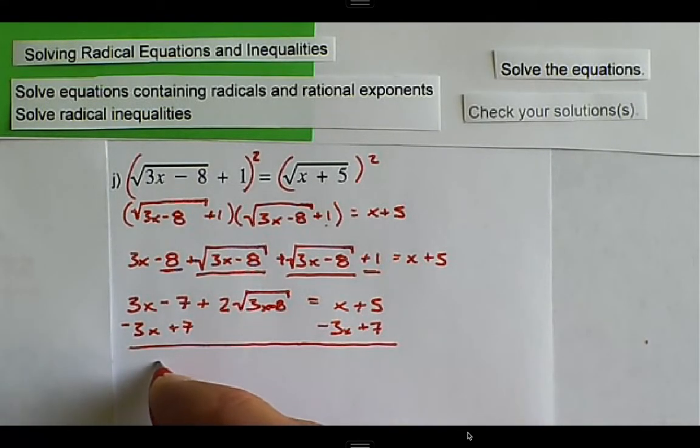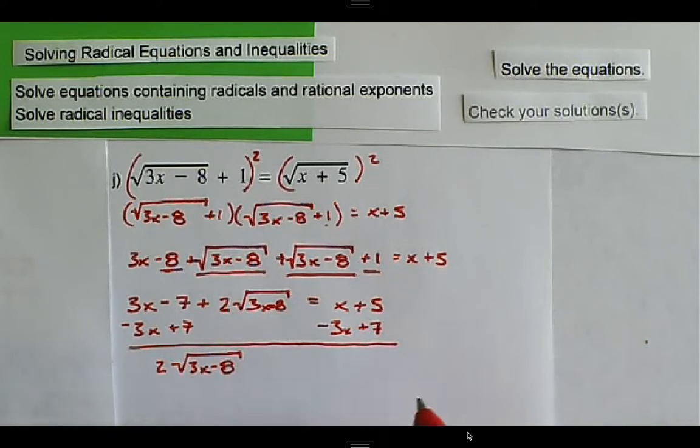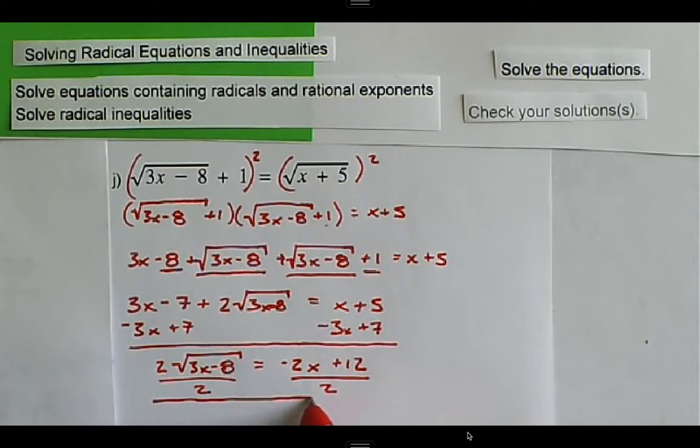So then we get 2 times the square root of 3x minus 8 on the left side. And then on the right side, we get negative 2x plus 12. Now we need to get the radical by itself, so we still divide by 2. And what that gets us is the square root of 3x minus 8 is equal to negative x plus 6.